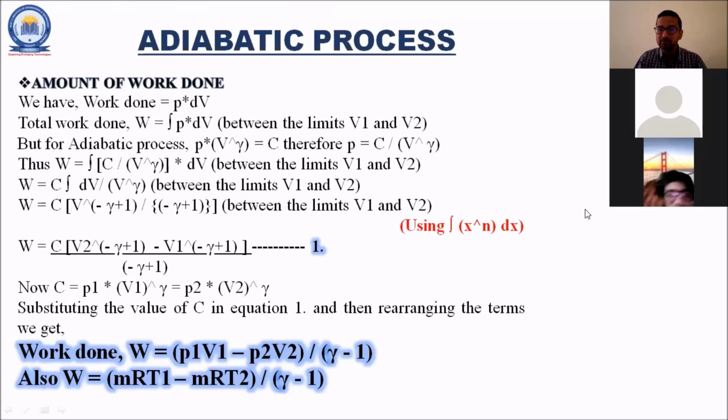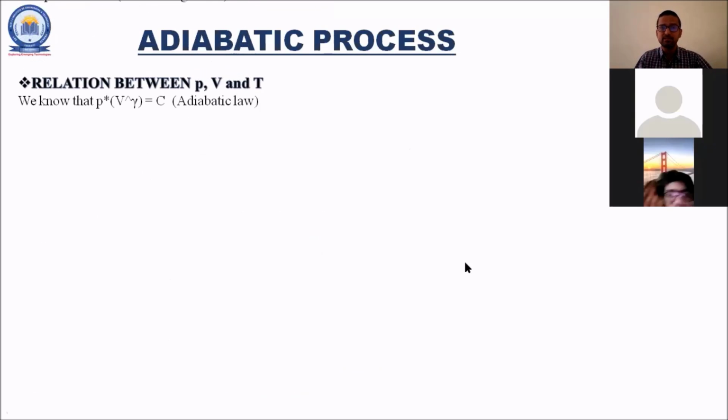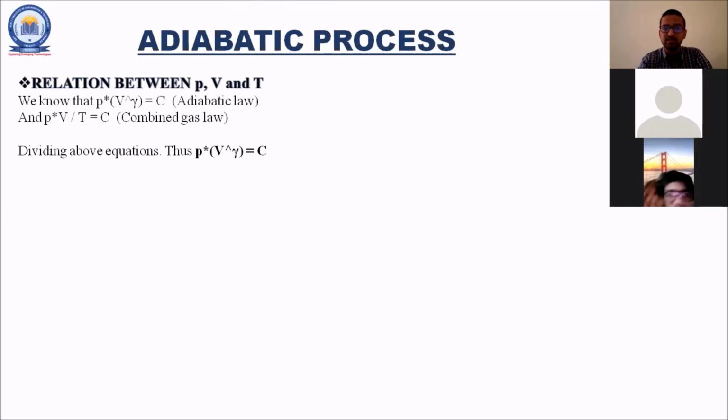So I hope now the concepts are clear to the majority of the students. So let us proceed further. Relation between pressure, volume and temperature. So we know that PV raised to gamma is equal to constant, adiabatic law. PV by T is equal to constant, that is combined gas law.